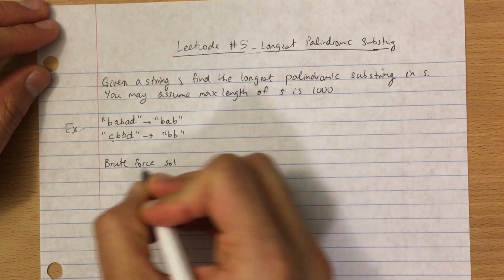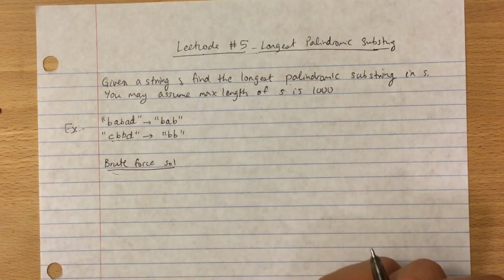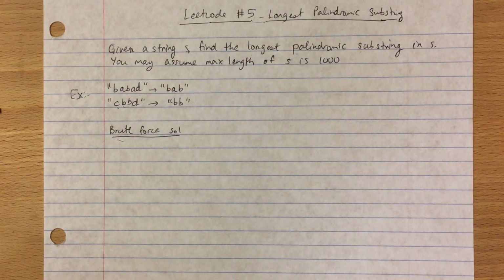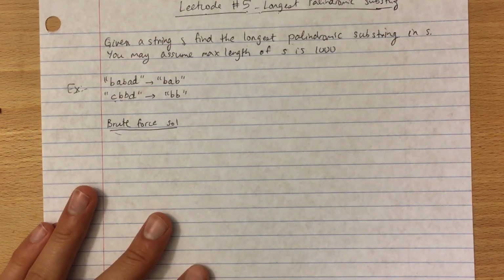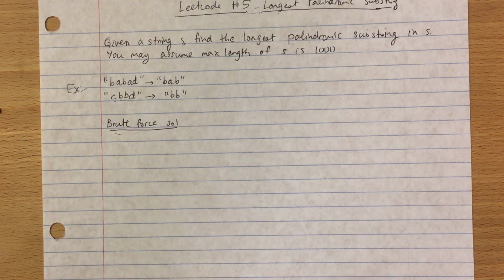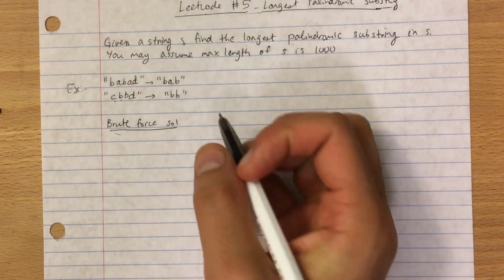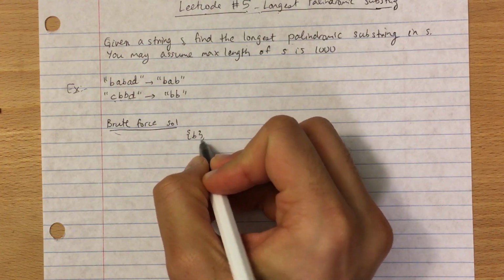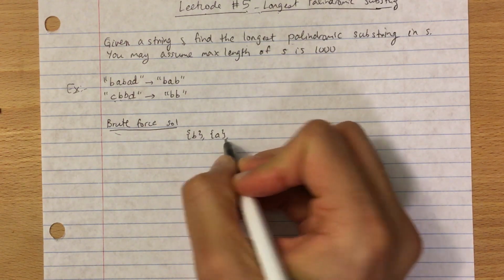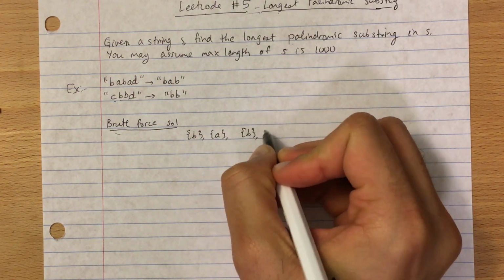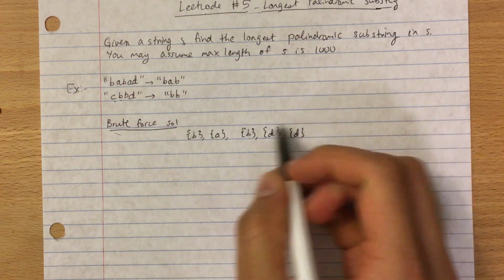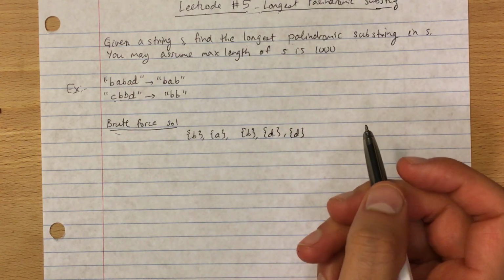The brute force solution is pretty straightforward. We evaluate all possible substrings and take the maximum one. How do we find all the substrings? Substrings of length 1 would be all single characters, so B, A, B, A, D.